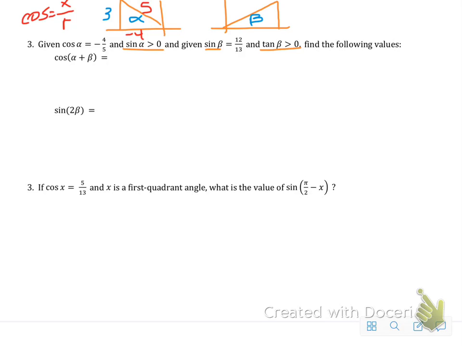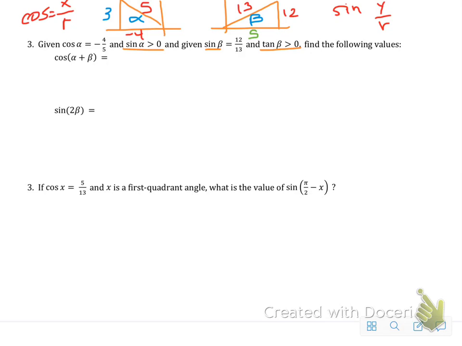And from the information I'm given, remember, sine is y over r. So I'm told that y is 12 and the radius is 13. It doesn't matter if your triangles are to scale, as long as they're in the right quadrant. So I can again either use the Pythagorean Theorem, or I can recognize this is one of my triple triangles, so that means my x is 5. So whenever I do my problems, cosine is x over r for the specific triangle, alpha or beta. Sine is y over r for that specific triangle.